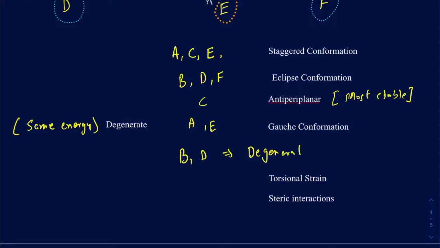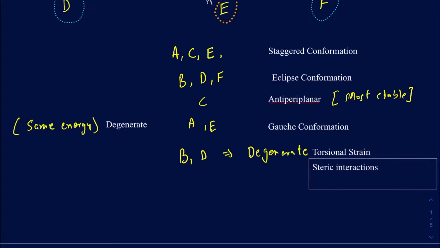Now remember, degenerate means their energy is going to be the same, but their energy is not going to be the same as that of A and E, in that they're going to have both the torsional strain and they're also going to have the steric hindrance.